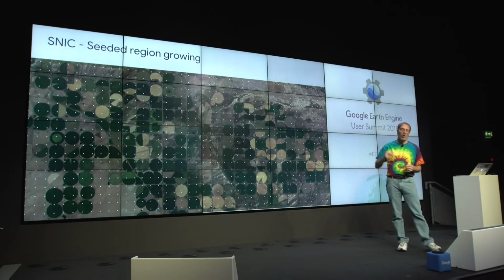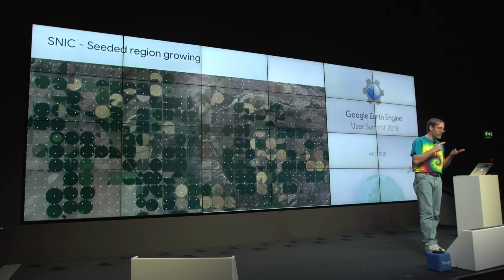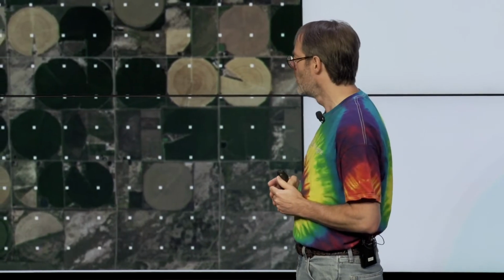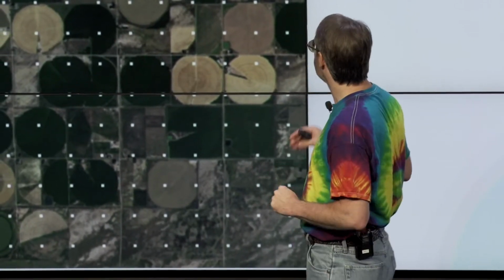So there's another algorithm called Snick, superpixel non-iterative clustering. And non-iterative and Earth Engine go together really well. Iterative, not so much. Non-iterative, I was all over that. So I went and I implemented this. And it turns out it was really simple to implement. This is an algorithm really well suited for Earth Engine. And so I'm going to show it to you.